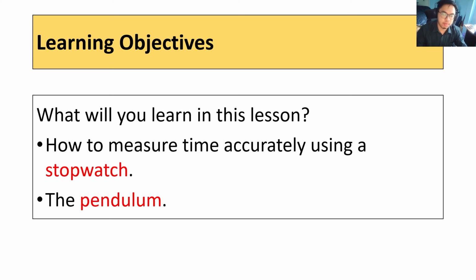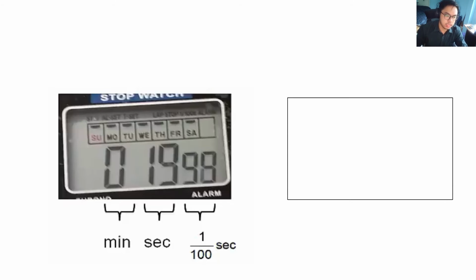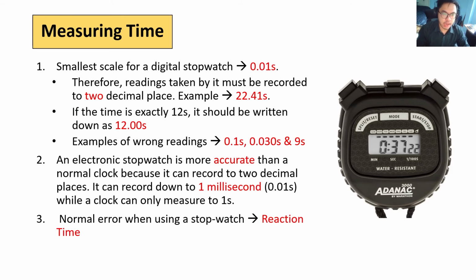So to briefly summarize what we went through, in physics, we normally use the stopwatch to measure time. Especially when you are studying O-level, make sure you know how to read the stopwatch. This digit at the very front is the digit for the minutes. This one is for the seconds, and this one is for the milliseconds. So in this case, this is 19.98 seconds. When you are writing down your measurement for time, you have to write it down to 2 decimal places. So for example, 1.77. Okay, there should be 2 decimal places when you are writing down your reading for time.